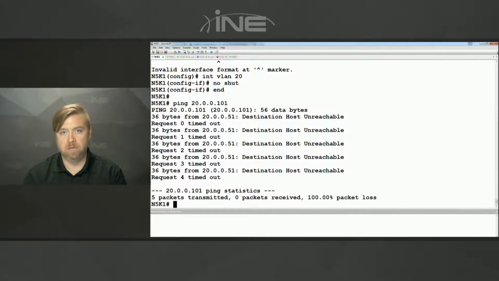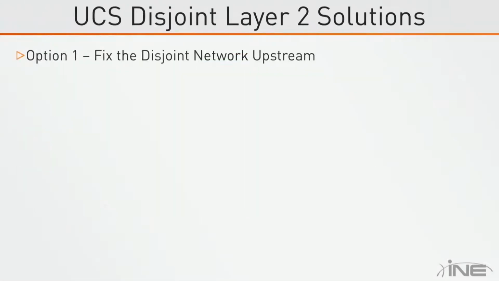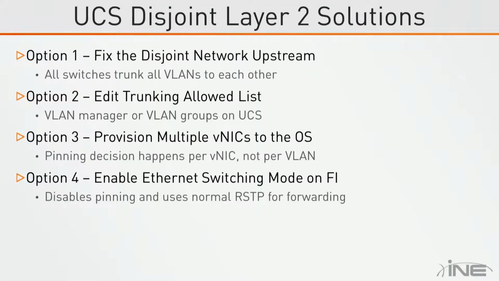So the key point being is that doing static pinning on its own is not enough. Either we would need to solve the disjoint problem upstream, so do a trunk link between 5K1, 5K3, whatever the other switches are physically, so it's no longer disjoint. We could change to Ethernet switching mode, because in switching mode, you're not running pinning. You're running regular spanning tree, and that's going to fix it automatically.